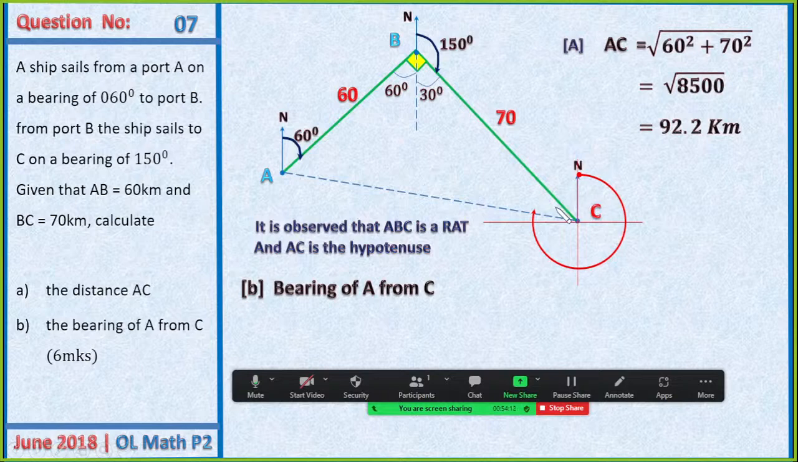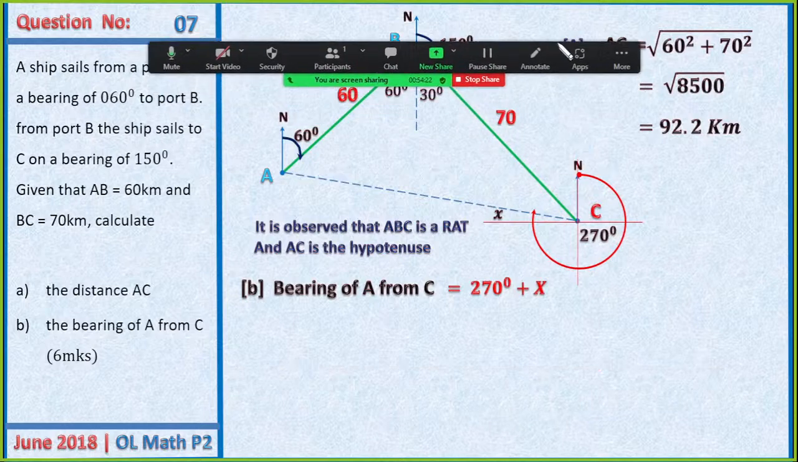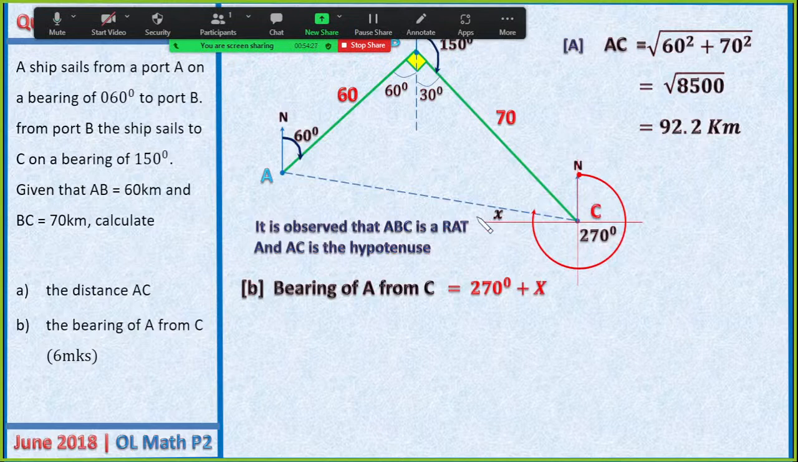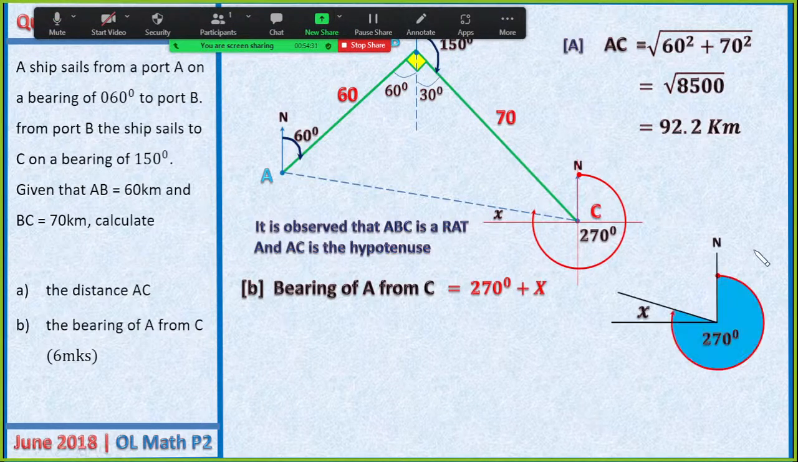Or if we know this other angle here, and we add to this other angle and subtract from 360, we'll have this bearing. So the bearing will be 270 degrees plus x. So our problem now is to find this x. So let's find x. I've extracted that point out. So how can we get x?